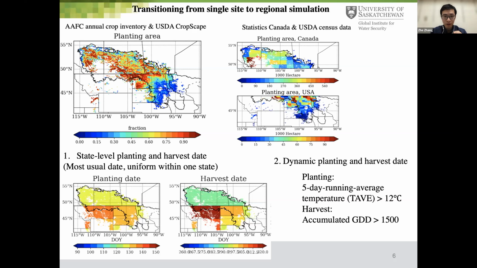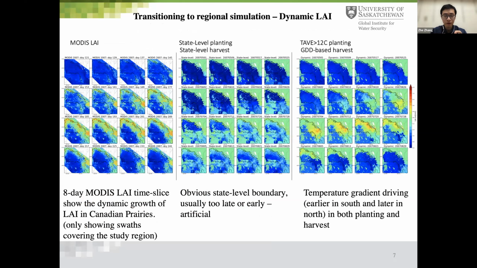And then we're going to take a look at the results on, first of all, the transitioning to regional LAI. So on the left, I'm comparing an 8 days MODIS LAI time slice. So here you see the 4x4 matrix, usually from the start of May to the end of August. And you can see that the MODIS LAI, I'm only showing the swath covering the study region.